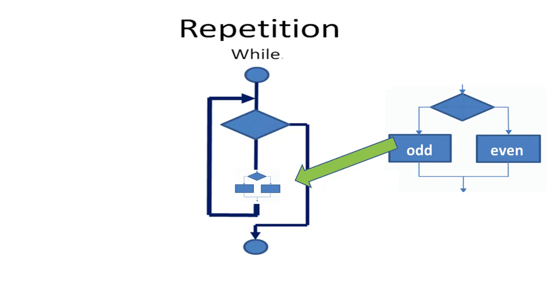In this flowchart, the body of the loop has a selection statement. If the input value is odd, one set of instructions is executed. Else, another set of instructions is executed when the input value is even. In this case, the selection is implemented as an if-else, and it occurs within the body of the while loop.